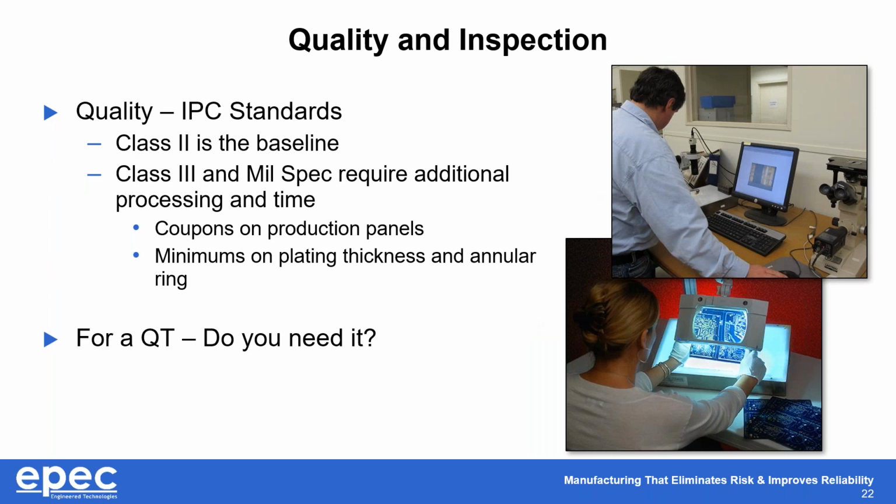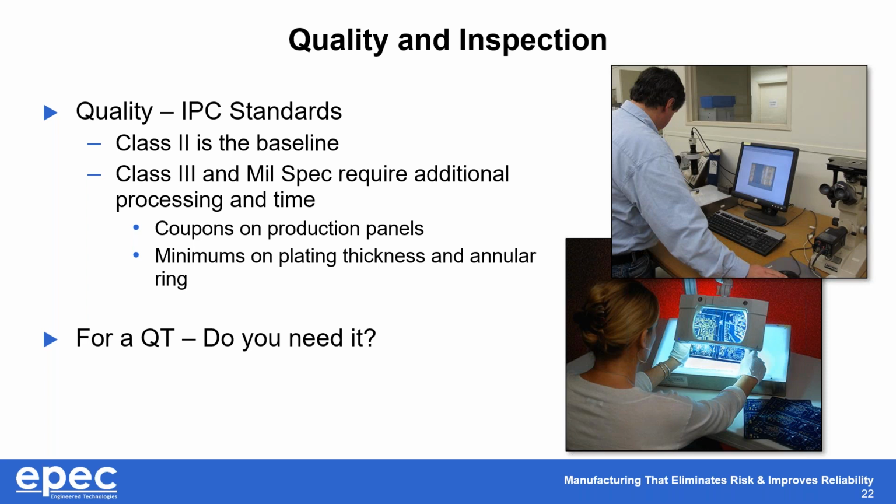Quality inspection and how it matters towards the lead time on quick turns, right? As everybody knows, from an IPC standard, Class 2 is the baseline, and pretty much everybody in the world is making their parts to Class 2. If we have to go to Class 3 or mil spec, it's not the same as doing a Class 2 board for lots of different reasons, right? Especially the number one reason is yield, right?